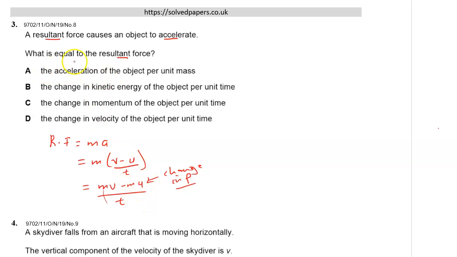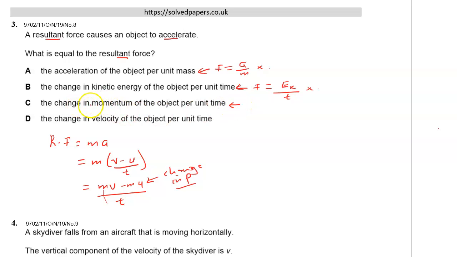So let's see what is equal to the resultant force. A, the acceleration of the object per unit mass. The force cannot be that. What A is saying is force is equal to a over m. That is not correct. B, the change in kinetic energy of the object per unit mass. What B is saying is that resultant force is equal to kinetic energy divided by time. That is not correct. There's no quantity called that.